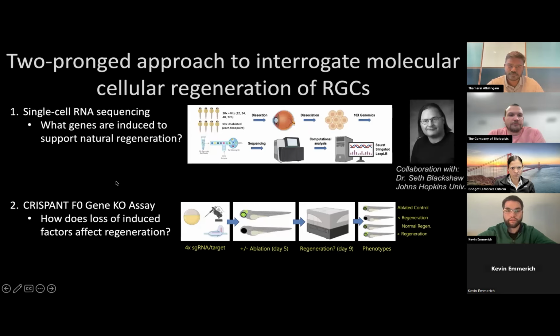And then key to the second part is a CRISPR F0 gene knockout assay, where we're able to inject one-cell stage zebrafish larvae with 4 guide RNAs per each gene target that were induced by the single cell data. And then we could perform a regeneration assay where we ablate our control fish and our gene knockout fish, and then look on a fluorescent plate reader to see which gene knockouts accelerated, had no effect, or inhibited regeneration.